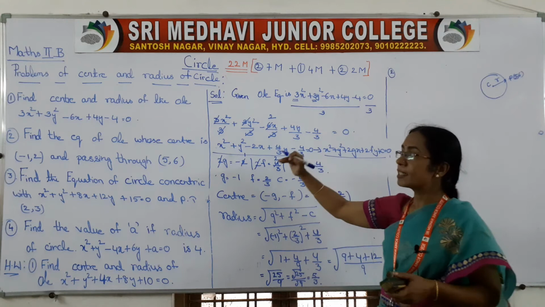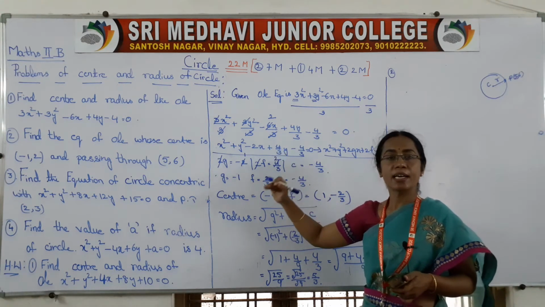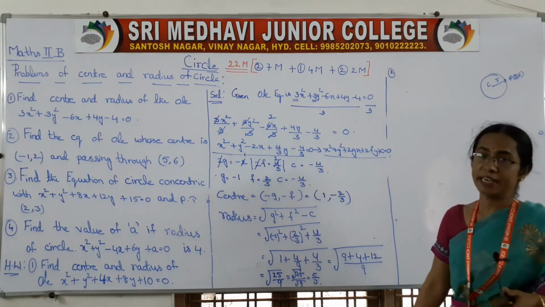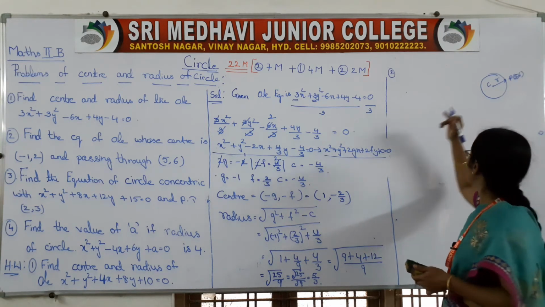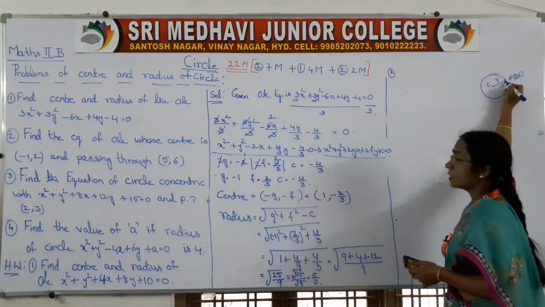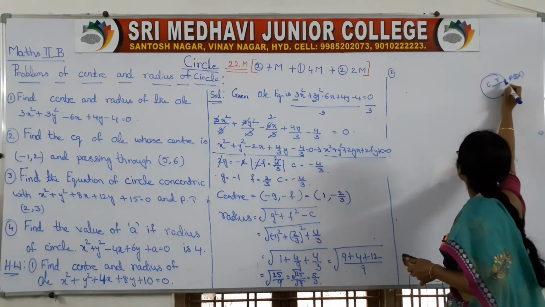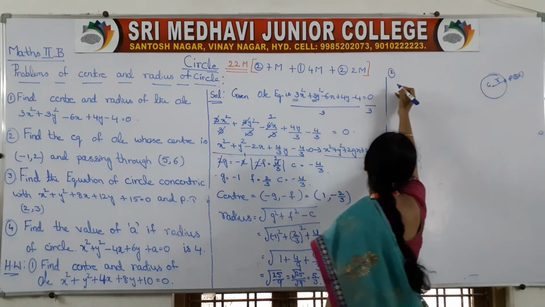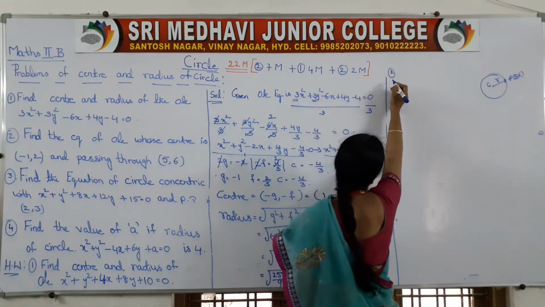So, to write the circle equation, we need center and radius. Center is given to us, but we have to find the radius. How will we find it? Here it is given that the circle passes through this point. So, this distance CP is always the radius. So, how will we solve this problem?